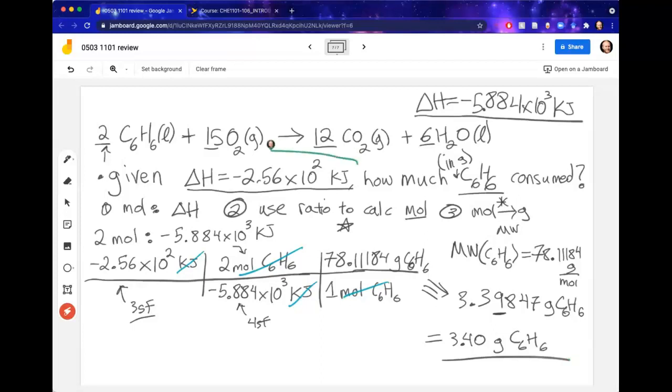We were given an amount of kilojoules. So our first step was to create the ratio between kilojoules and moles. In this case, we need the balanced chemical reaction in order to do that. We had 2 moles proportional to this amount of heat, which we then used to convert the given amount of heat into moles of benzene, C6H6. Once we were in moles, we multiplied by the molar mass in order to cancel moles, leaving us in grams, which is what the question was ultimately asking for. Sig figs got us down to 3.40 grams.